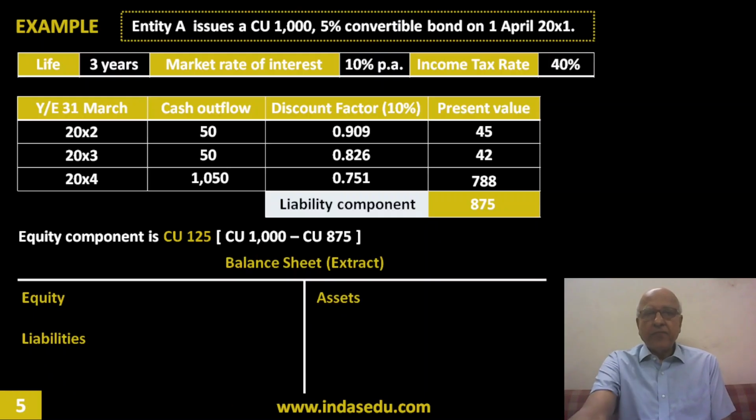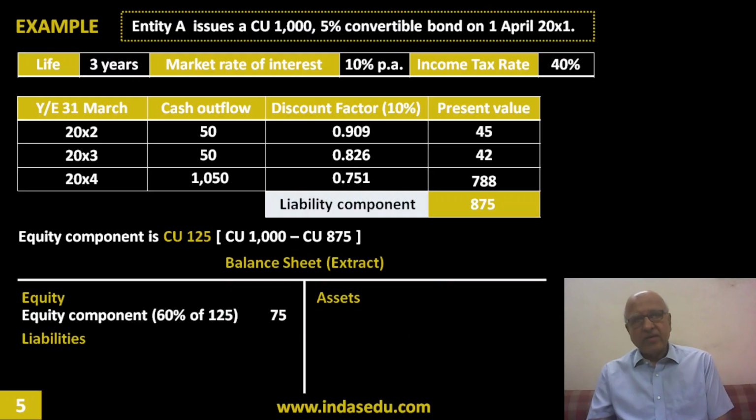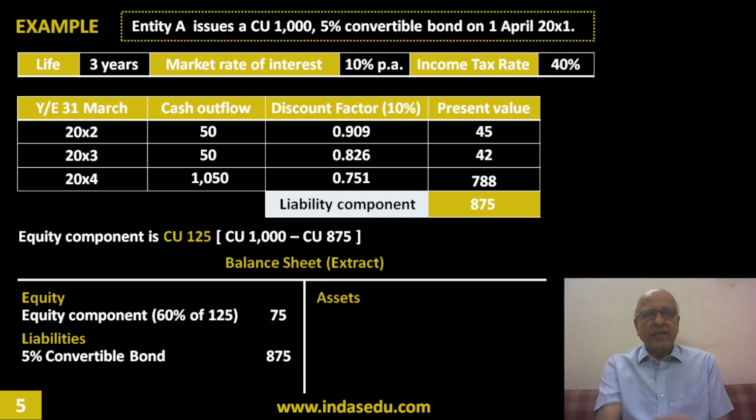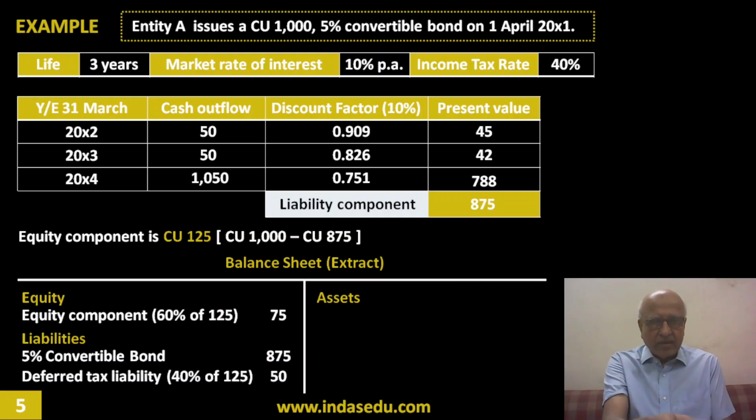Now, this 125 has two elements. One is net of tax, another is deferred tax liability. 125, 40% is tax, 60% of 125 is 75. So equity component net of tax is 75. Liability, copy just 875, it is already there. Balance is your deferred tax liability. 125 minus 75, that is 50. So out of 125, two things. One is net of tax, that is the equity component 75, and deferred tax liability is 50 rupees.